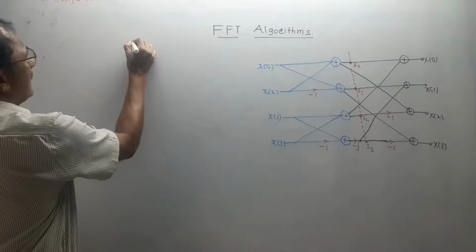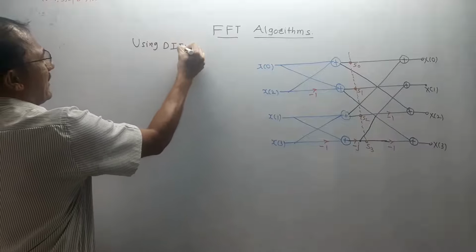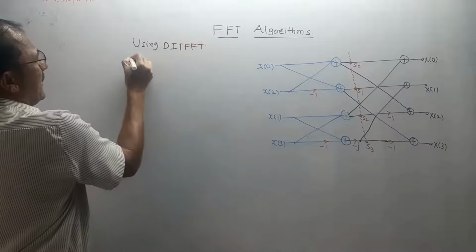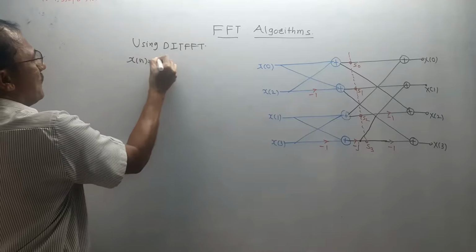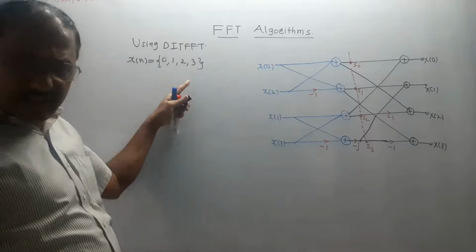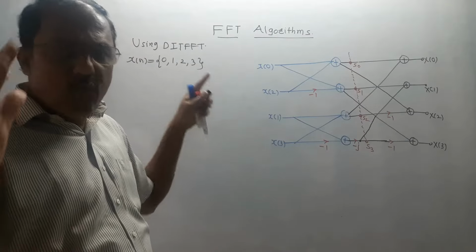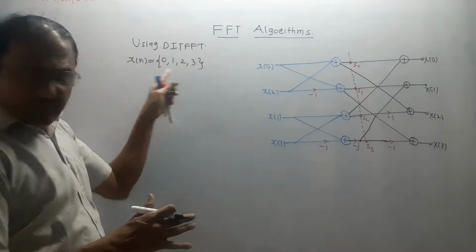Consider one numerical using DIT-FFT. Calculate the DFT of x of n is 0, 1, 2, 3. Let us say this is the given sequence. It is known as a 4-point DFT, calculation of 4-point DFT. This is the given sequence.